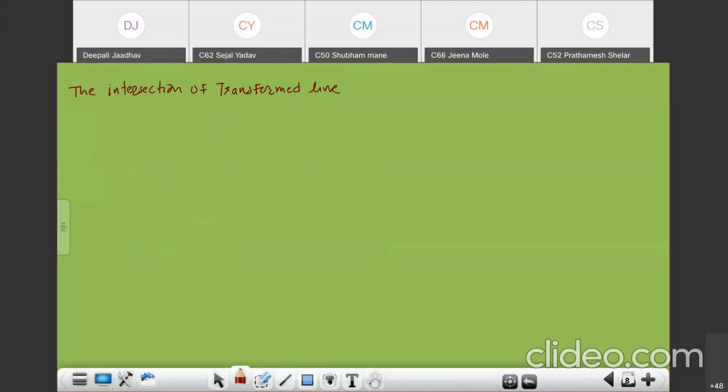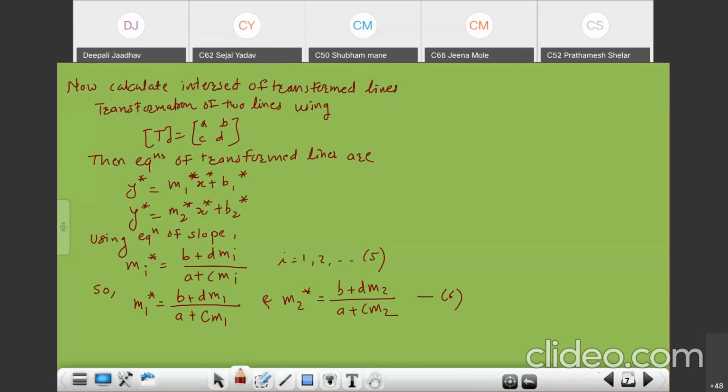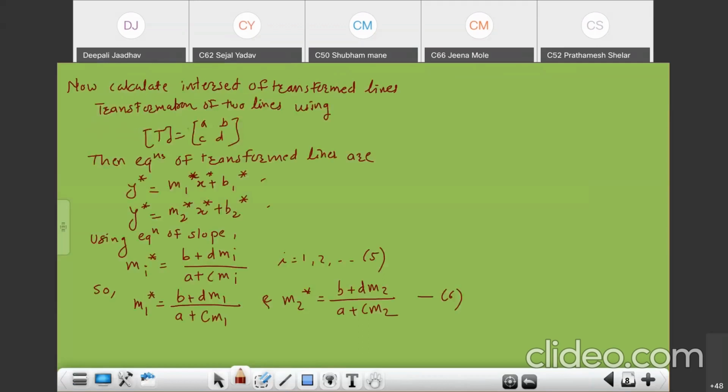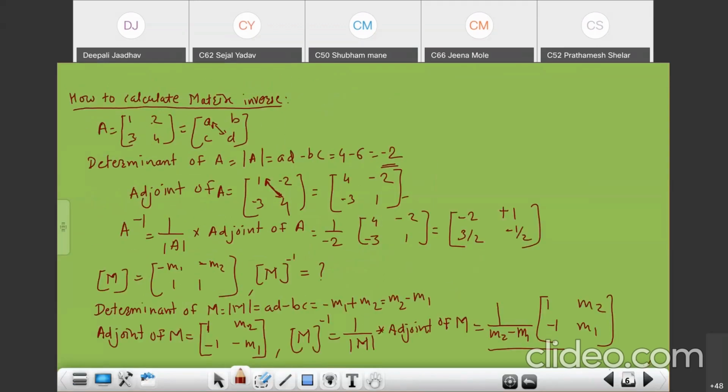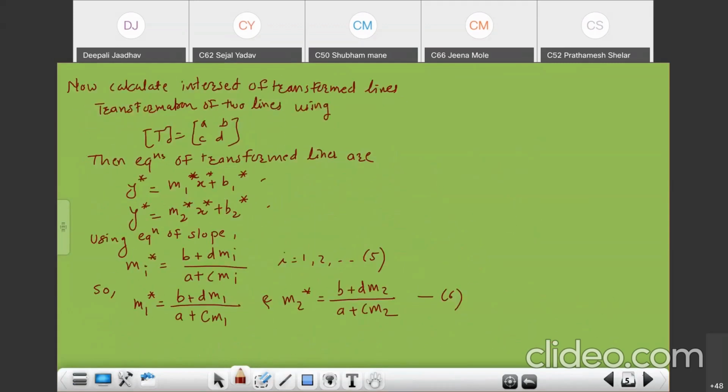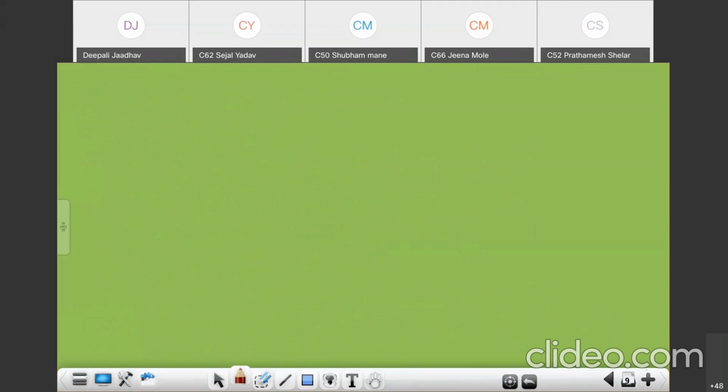Already we know the slopes of the transformed lines, m1 star and m2 star, and the equations of the transformed lines. So using all these, the intersection of the transformed lines is, and we need to use the asterisk to indicate that it is the intersection of the transformed lines. Previously we saw the intersection of the untransformed or original lines. Now we are going to see the intersection of the transformed lines.